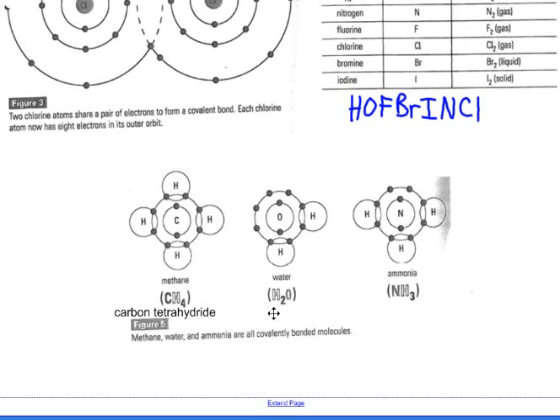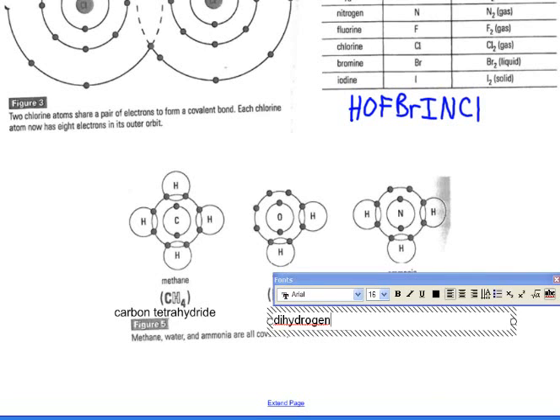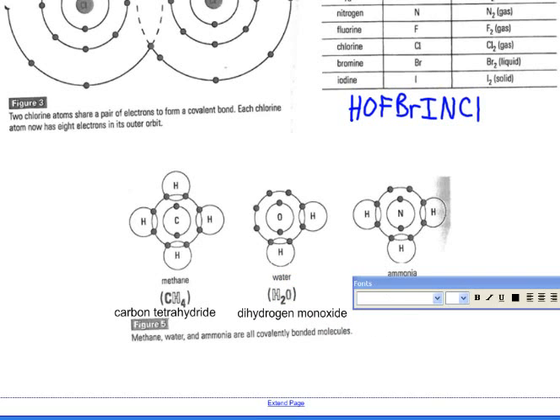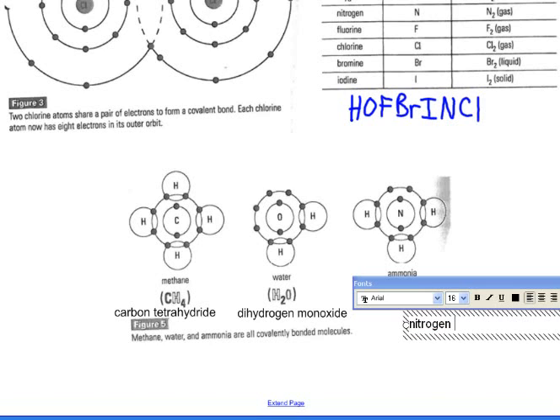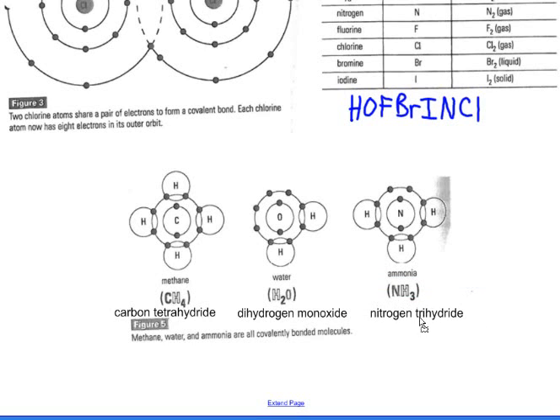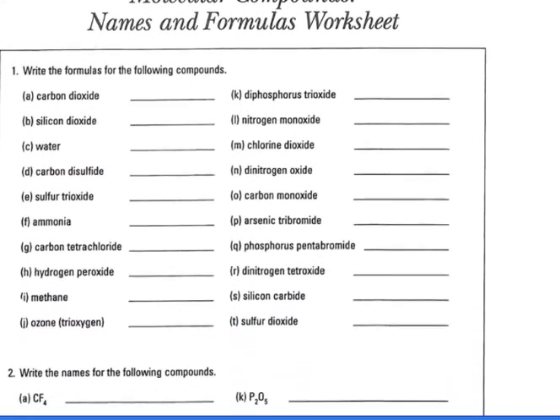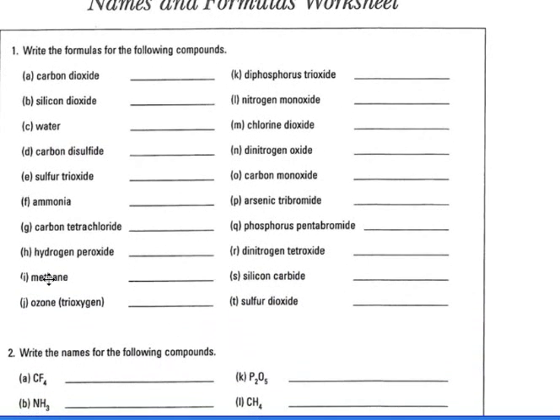Water, of course, we just did. Dihydrogen monoxide. And ammonia, nitrogen trihydride. So sometimes hydrogen is used as that second element. So you have to be aware of that, hydride. Okay? So I'll get you to do this last sheet here. I think we have some of the ones here, methane, ammonia, etc.